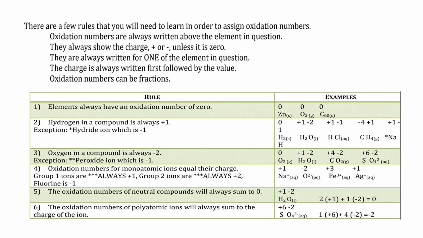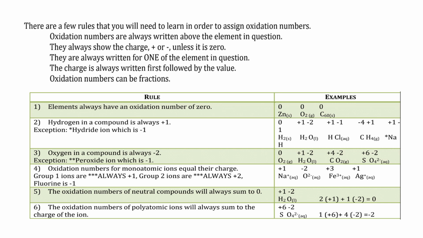Oxidation numbers are always written above. Show plus or minus unless it's 0. They're always written for one of the elements in the question. The charge is always written first followed by the value. Oxidation numbers can also be fractions. Ugh, that's gross. So if it's an element by itself, it's an oxidation number of 0. So even O2, or carbon 60, 0.